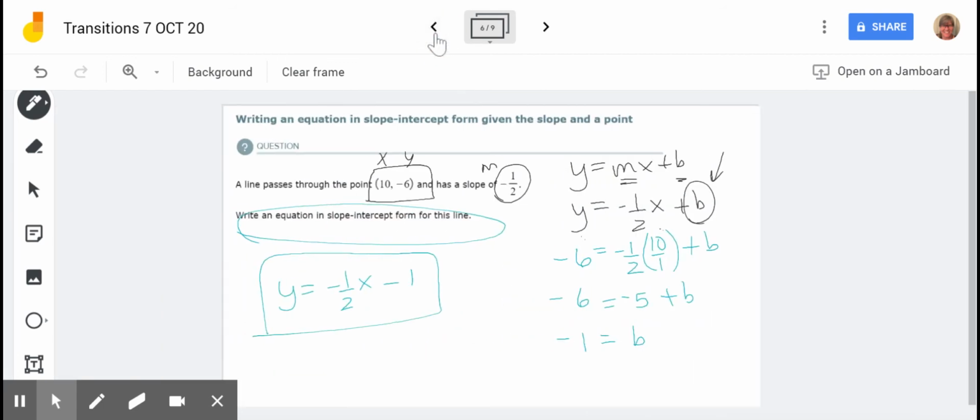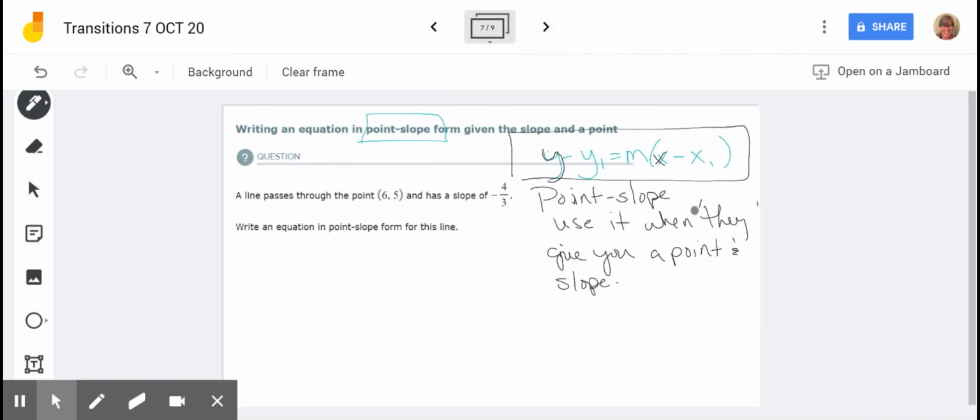So here, look what we did. We plugged in the slope and then we plugged in a point and we solved for b. I find most of my students like this method better. This is a different method. It gives you a formula and you just plug it in. So you go y minus, this is x1 and y1. So y minus 5 equals slope negative 4/3 times x minus 6.